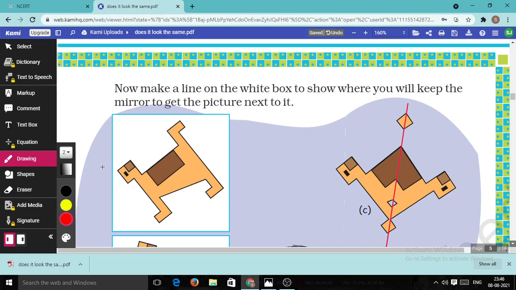Look, your picture falls on your left hand side. That means a mirror is placed on this point and the original picture is on your left hand side. Look here. So where you have to draw, look here, like this part you have to take it from this, the line will appear like this.